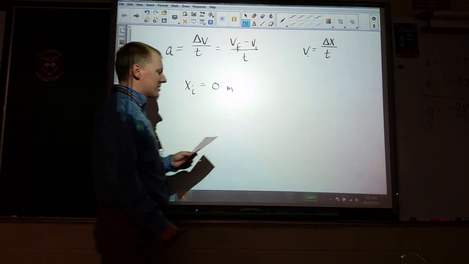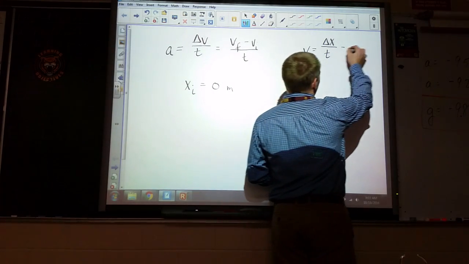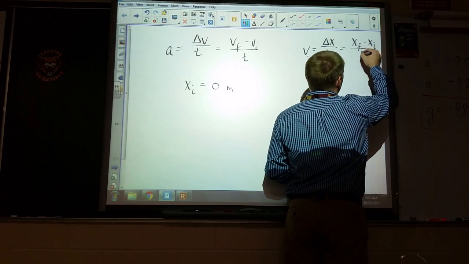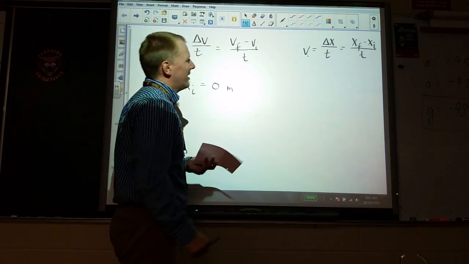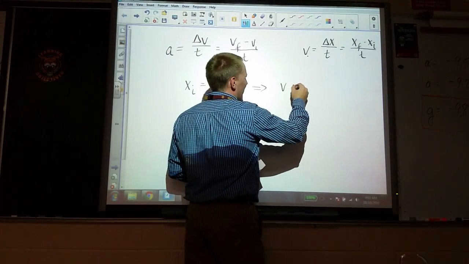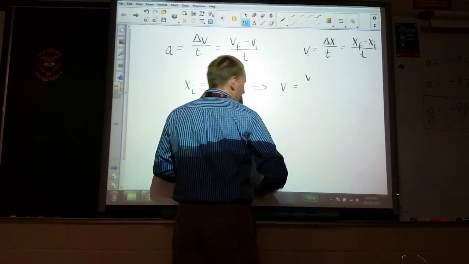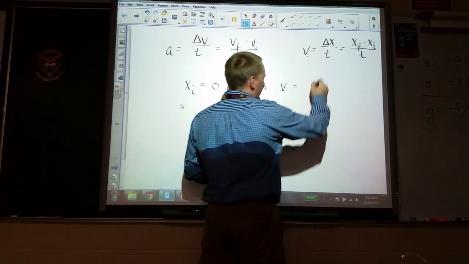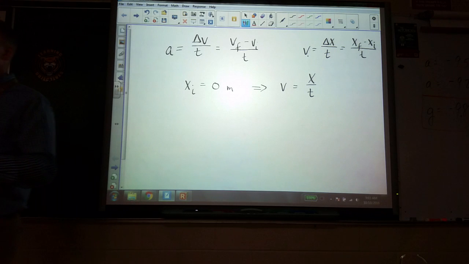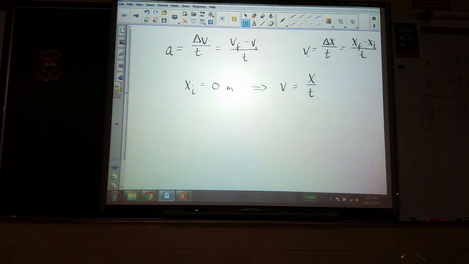And what that means is that this delta x, which is x final minus x initial over t, that x initial is 0. We can really just write that as the velocity is x over t. Just how far did it go over time. And that's really just a way to help change our place. So we can do that.